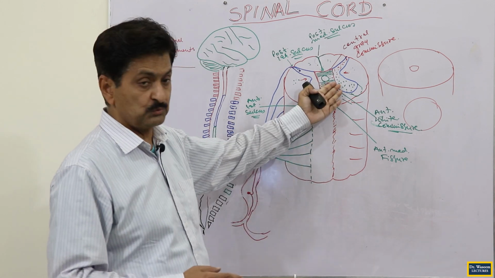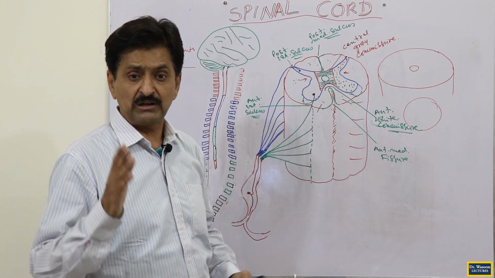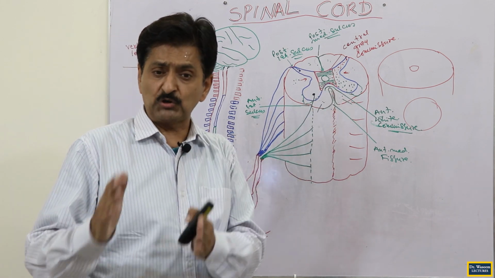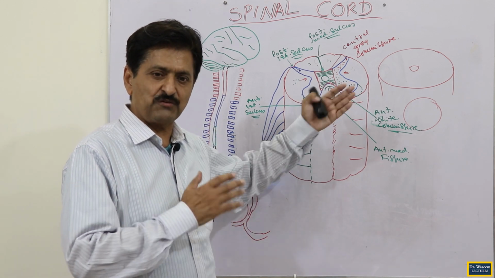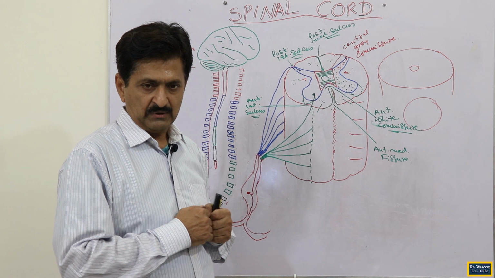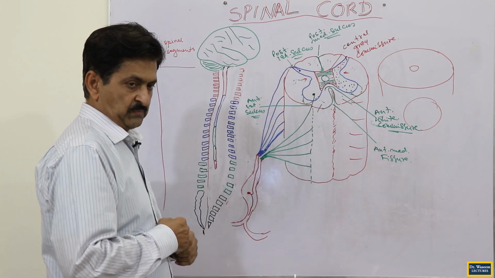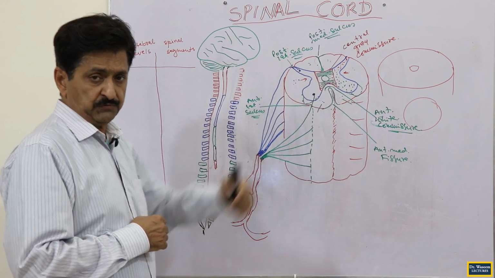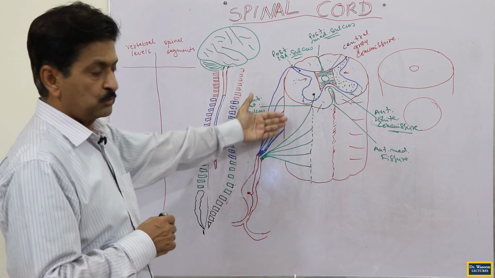So we don't have just a mantle layer, we have sensory and motor plates. In motor we have got somatic and visceral zones. In sensory we have got visceral and somatic zones. We will discuss this also, and see what functions they are performing. So this is the attachment of the nerves in the form of rootlets.